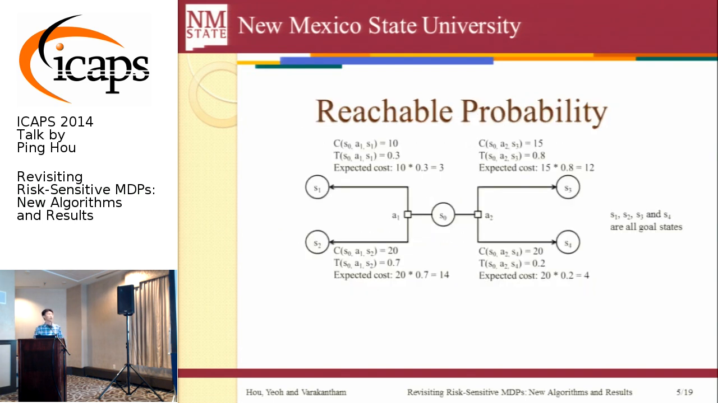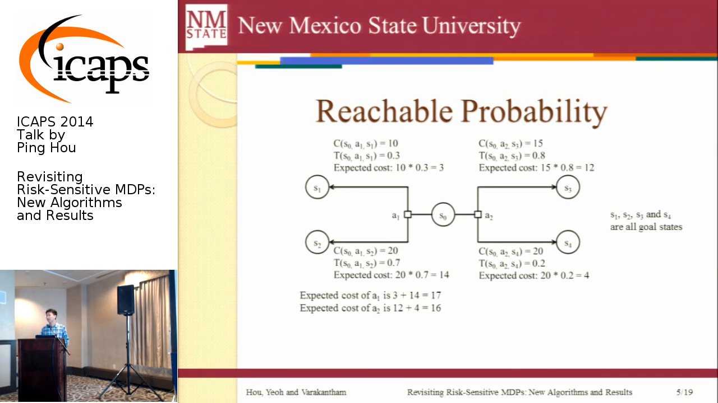We use a small example to illustrate this. We assume the initial state is S0 and all other 4 states are goal states. If you measure the expected cost, then for action A1, it's the sum for both branches, 3 plus 14 is 17, and for action A2, it's 16. So now A2 is better because it has smaller expected cost.